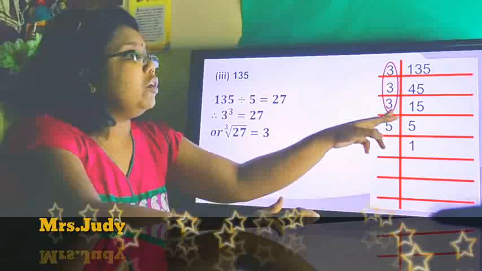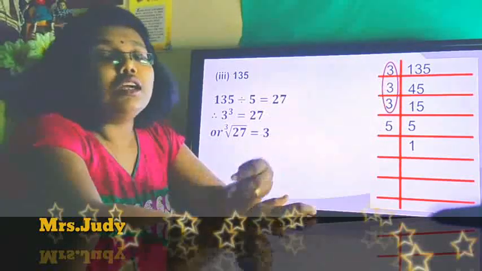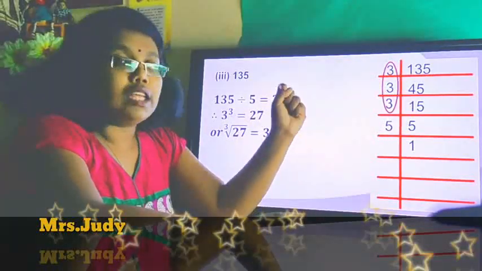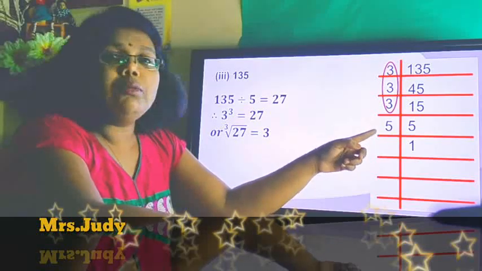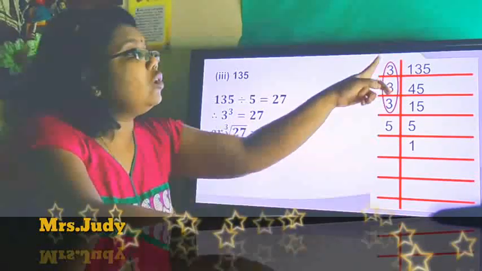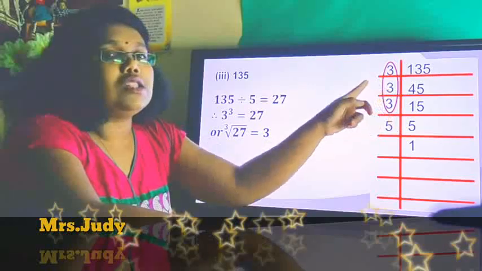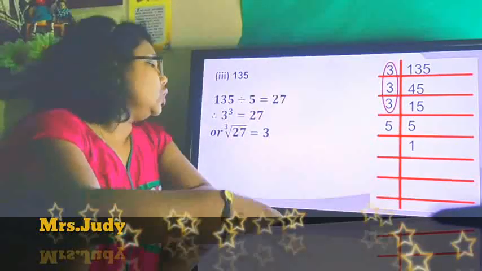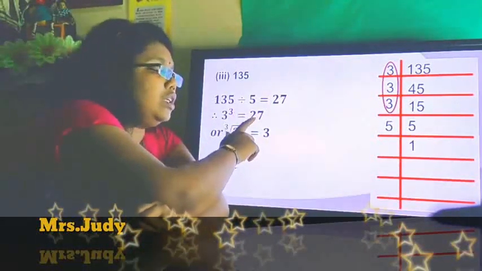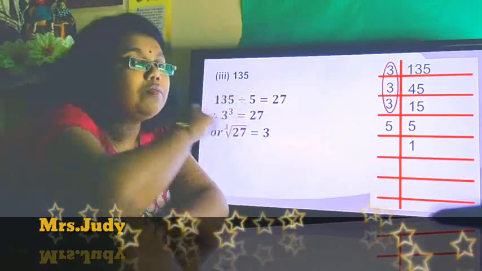Cube of 3, because these 3s are grouped, and one out of them has to be taken out. This 5 we already removed by division, and what's left is only this group, which has three 3s. So 1 is taken out and you get 3 here. So 3 cubed is 27, or the cube root of 27 is 3.